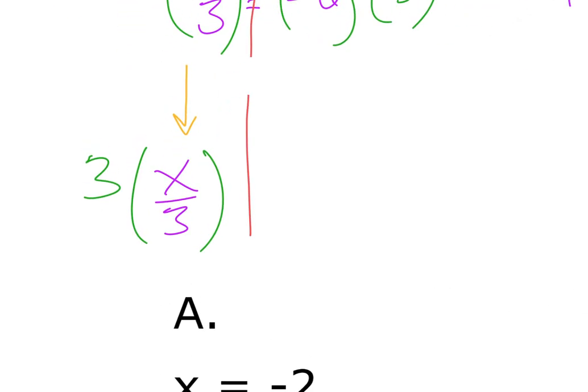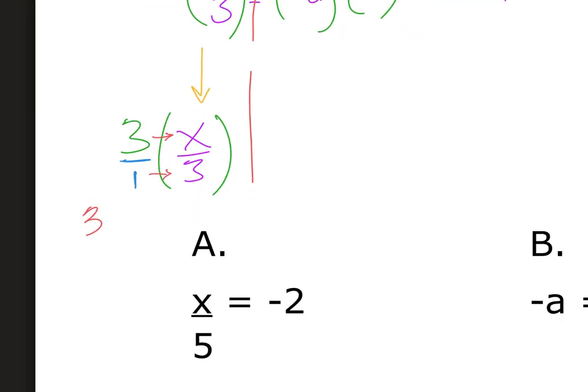Well, this is really 3 over 1. And when you multiply fractions, you go straight across, and we would get 3x over 3. And now we can simplify this because we can divide by 3 on top, divide by 3 on bottom, and we would get 1x over 1. But we're not going to write it like that. We're just going to call it x.